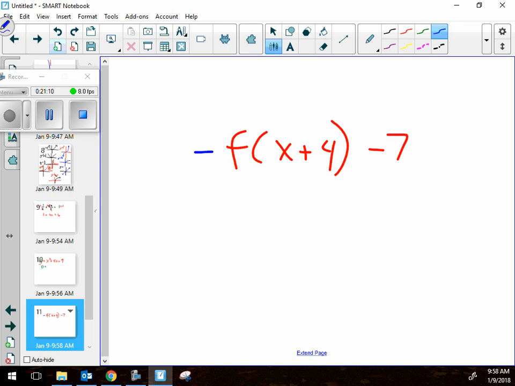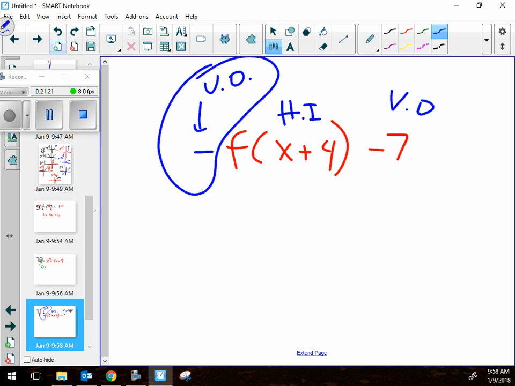This reminds me of high-low. Horizontals on the inside, verticals on the outside. These are vertical changes out here. That's a vertical reflect, so it's over which axis then? Vertical's up and down, so it's going over the what axis? It's going over the x. Good. All right, so that's a reflection over the x.